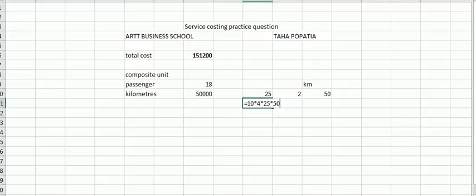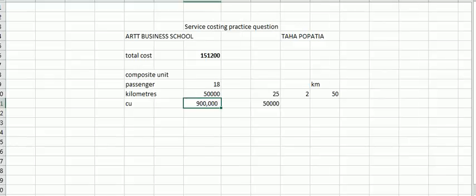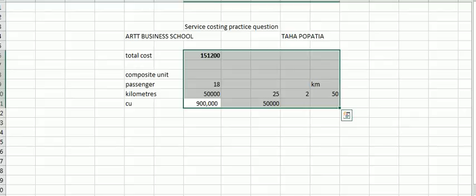Let me repeat: 10 is for the number of buses, 4 is for the number of trips per day, 25 is the number of days in a month, and 50 is for the kilometers for a single trip. So the total kilometers are 50,000, and therefore our composite unit will be 18 into 50,000, which is exactly 900,000.